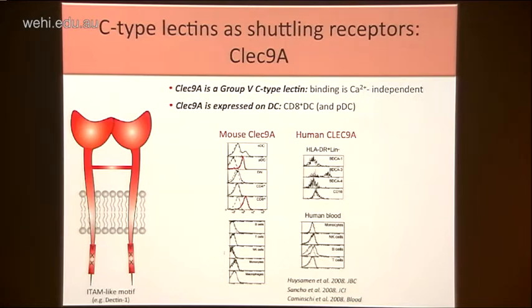The other great thing about CLEC9A turns out to be that it has a human homologue, which speaks of the importance that it may play because it's conserved between mouse and man. And the other good thing is it's not just conserved, but its expression pattern is. So it's expressed on the BDCA3 population of human dendritic cells, and this is the equivalent of the CD8 positive DCs in the mouse. That was a very good hint to us that this molecule was going to be important. Things are not conserved when they're not important.